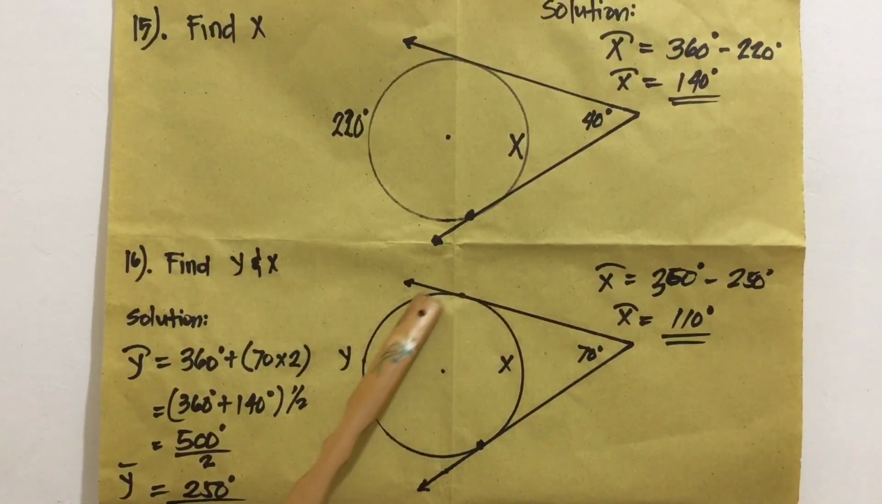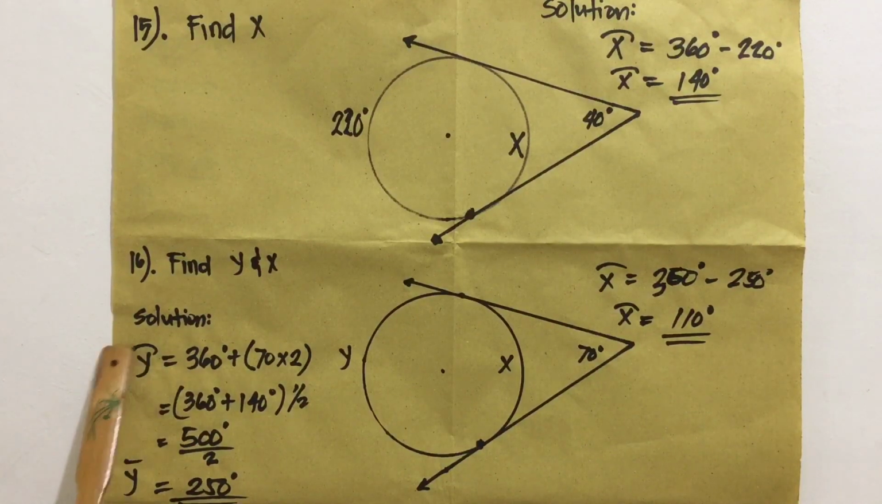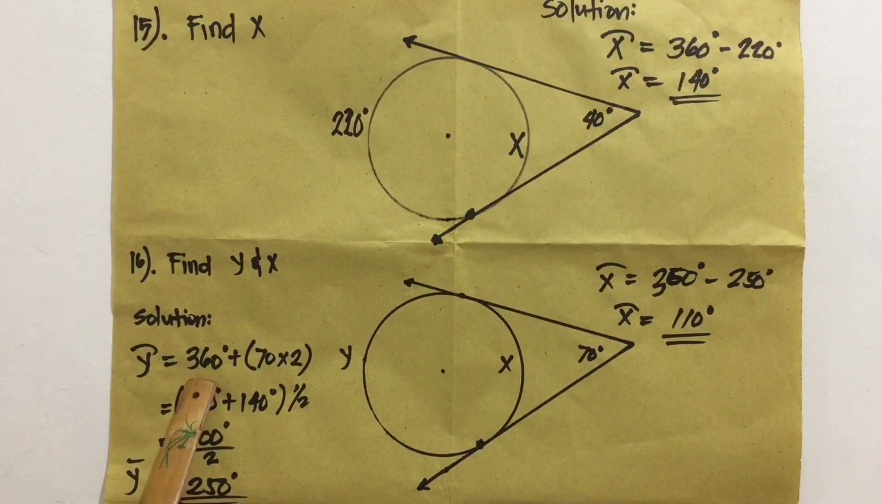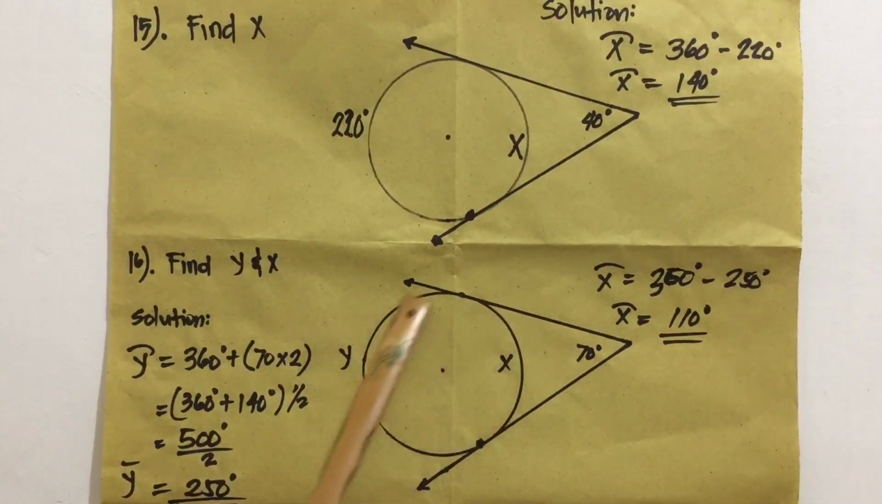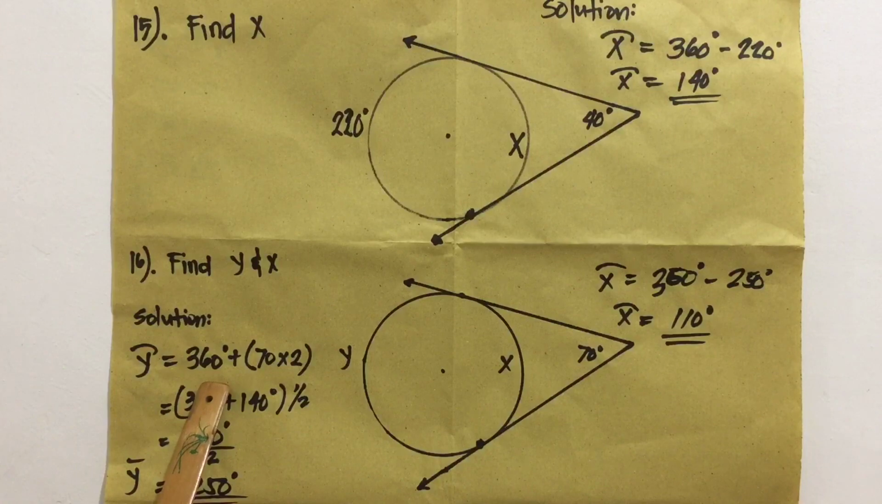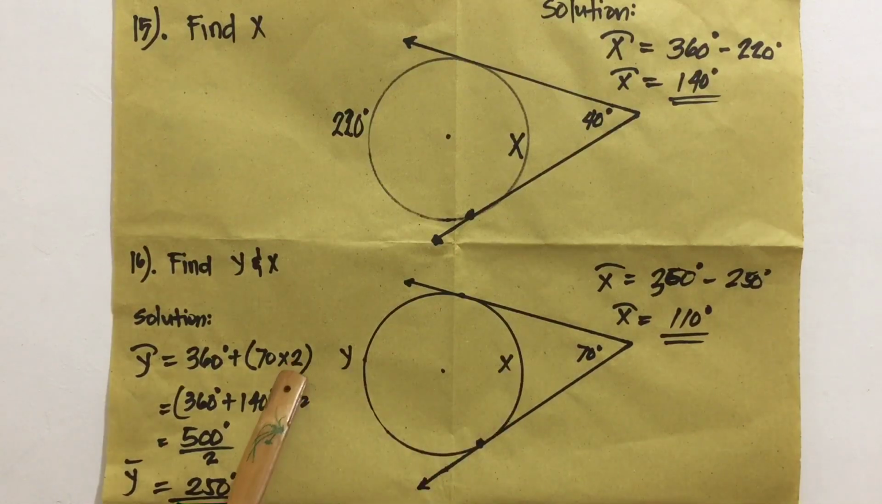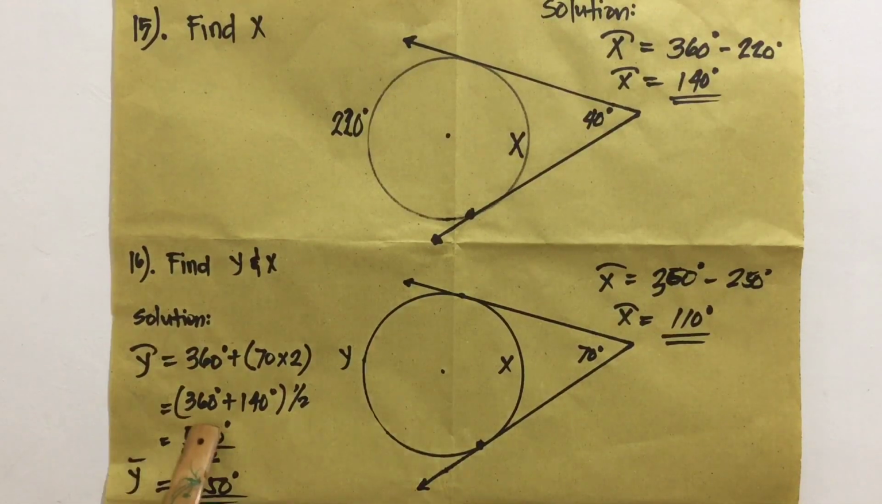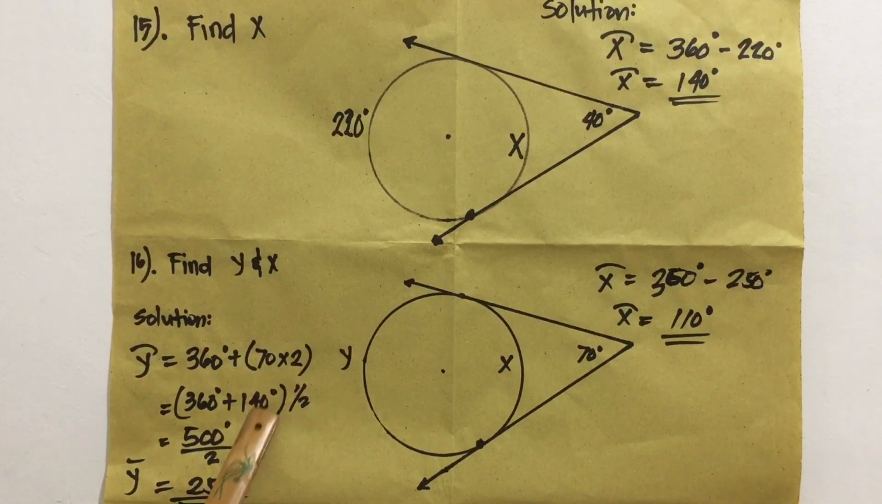Since the circle is given, our solution is arc y equals 360 degrees. 360 degrees came from the circle, because one circle equals 360 degrees. Then we're going to add the product of 70 times 2. Then we have now 360 degrees plus 140, the product of 70 times 2. Then we're going to multiply again by 1/2.